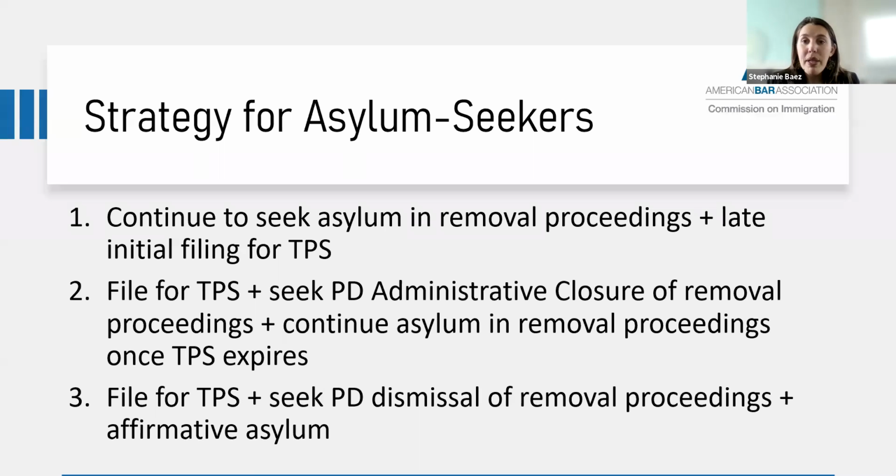A second option would be to file for TPS and seek prosecutorial discretion for administrative closure of your removal proceedings. And then if TPS expires, then you could seek to reopen, to recalendar your case in immigration court and move forward with the asylum case in immigration court. And a third option would be to file for TPS and seek prosecutorial discretion to dismiss the removal proceedings, to dismiss the NTA, get your client out of removal proceedings entirely, and then seek affirmative asylum through USCIS.